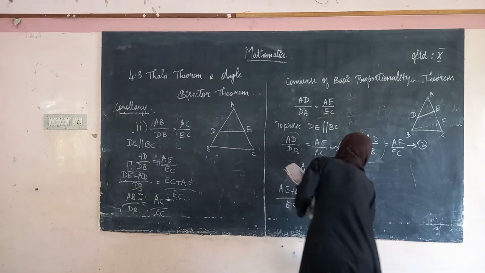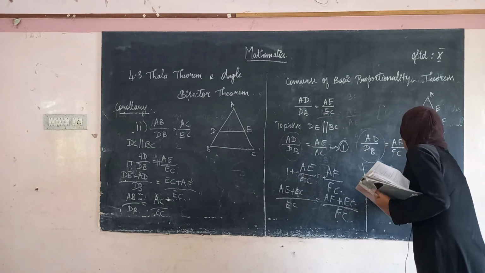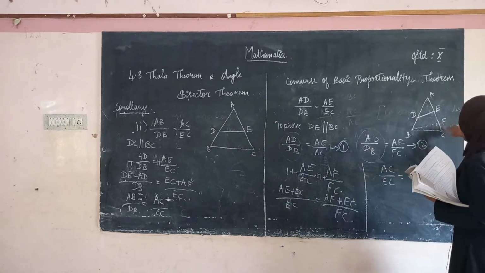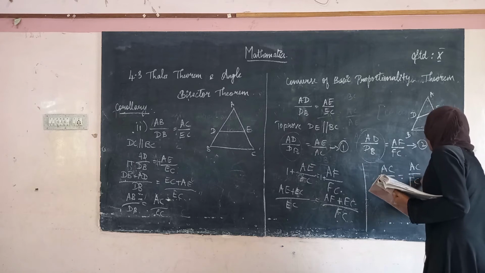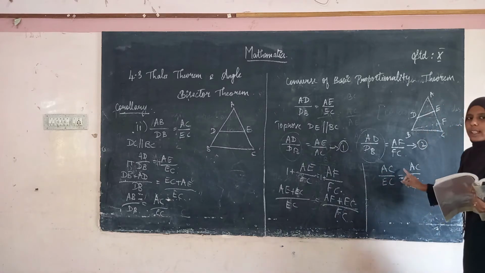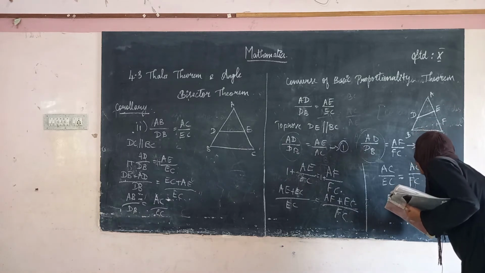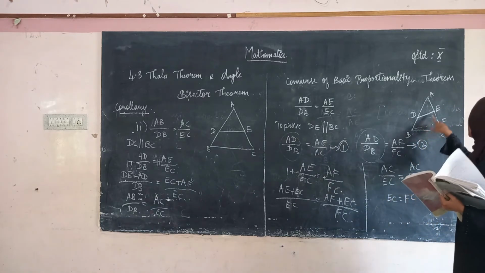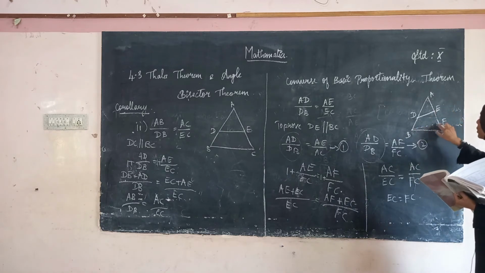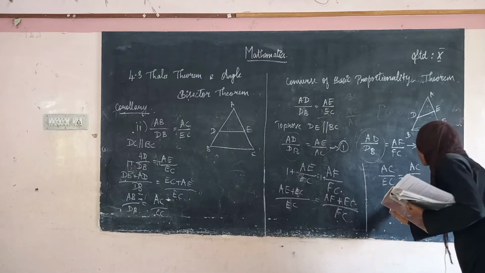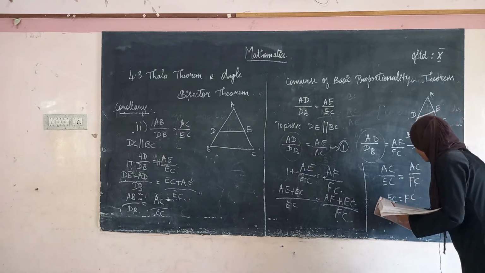Therefore, AC divided by EC is equal to, and here what is AF plus FC? That is AC. AC divided by FC. Since the numerators are same, we can equate the denominators also. Therefore, EC is equal to FC. That is EC is equal to FC. This term is also equal to this term. Therefore, there is no such line. Therefore, F is equal to C.